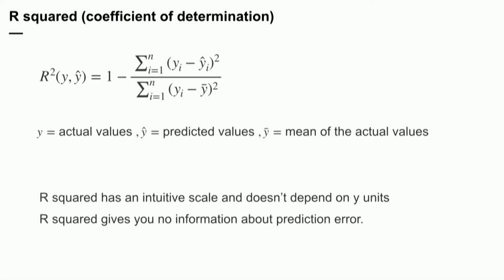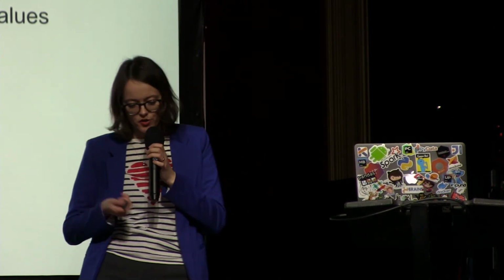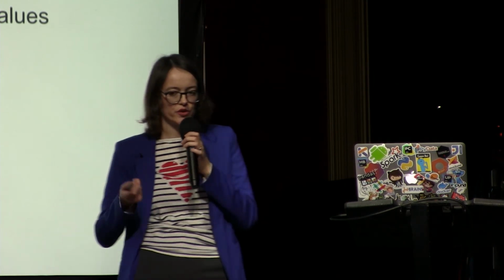If your model is really, really bad, and for example, is always predicting infinity, then you can even get to a negative R-squared. And if you're doing better than the dummy regressor, then you're going to be getting closer to 1. So this is the intuition for this one. But one of the problems with R-squared is that it doesn't really give you any information about the prediction error.